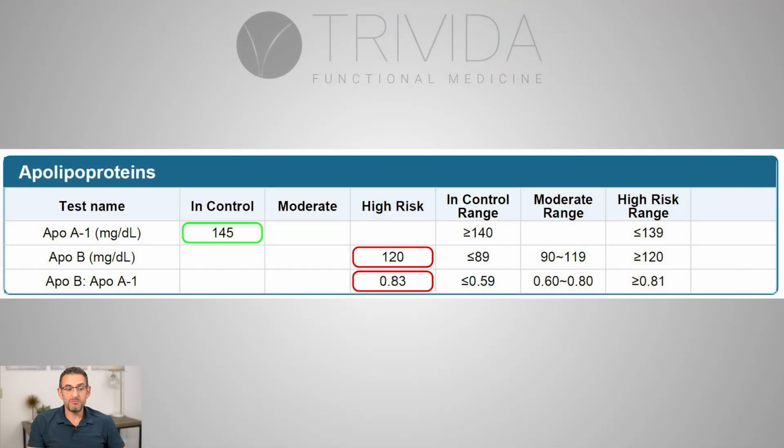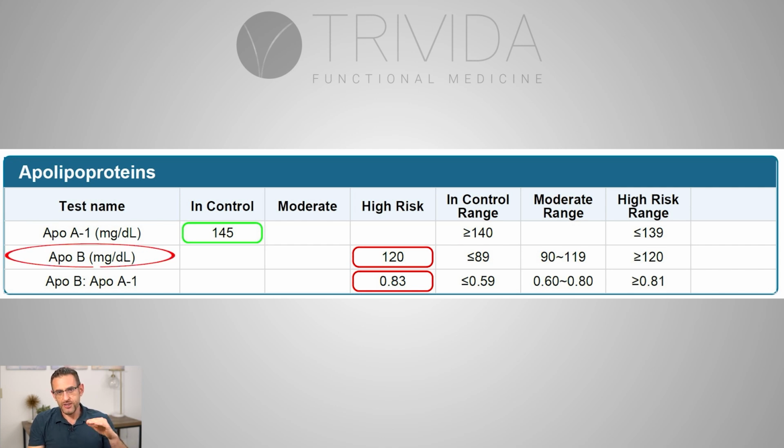So we want to see this number a little bit higher. I like to see this number above 150, even 160 or above. So this is the ship that carries the good cholesterol, and good cholesterol takes plaque out of the arteries back to the liver for reprocessing. So that's what makes it good, and that's why they call it good cholesterol.